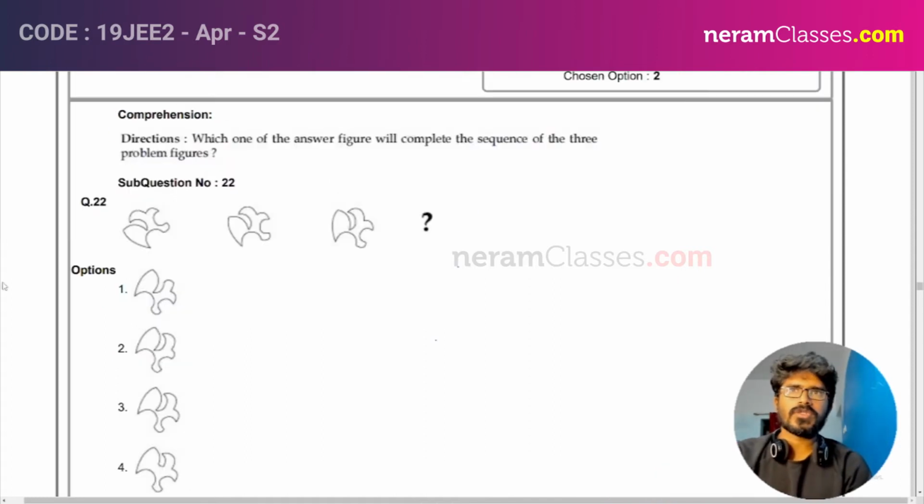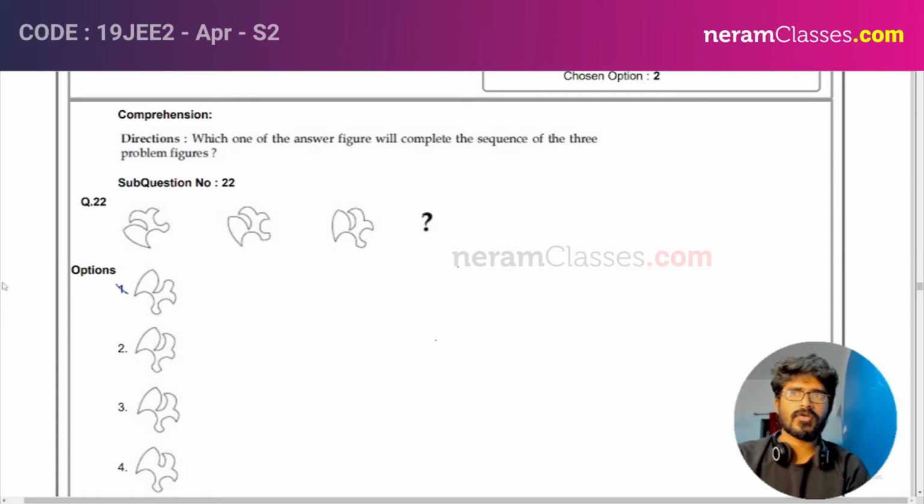Question number 22 is which one of the answer figures will complete the sequence of the three problem figures. Here they have given a shape and it is slightly tilting, rotating in the clockwise direction, and we need to find out what will be the fourth option which is hidden among these four options. Okay, so first we have to filter out the wrong options.